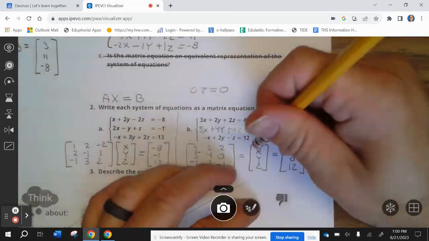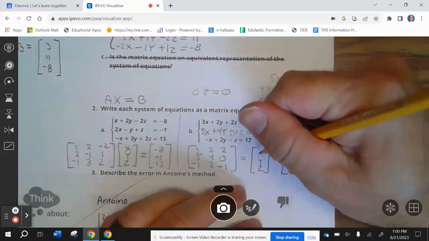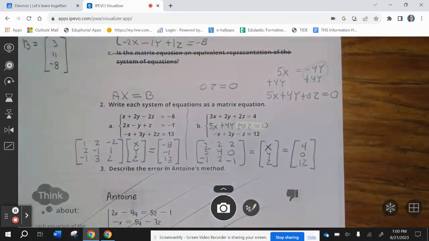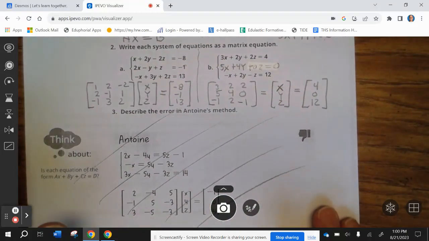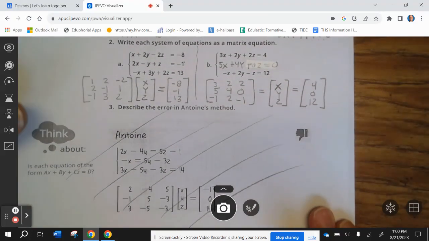Oh, that X looks kind of funny. Let me try to fix that. All right, so go ahead and finish up number 2. We're going to ignore this problem, so let's move on to the next page.